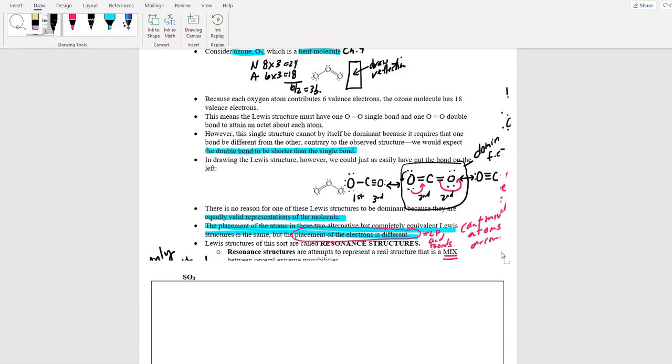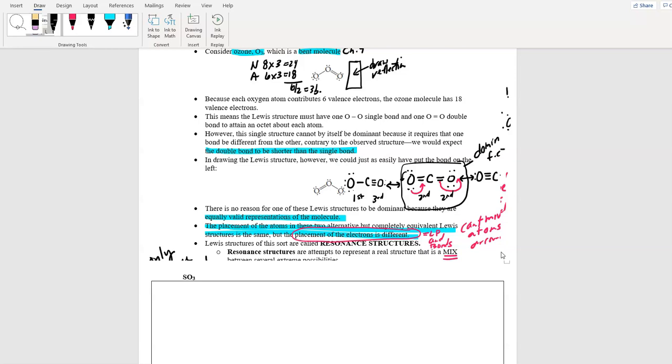But now the name of the game is octet. This oxygen is looking at 4 electrons, so he needs 2 lone pairs. This oxygen is only sharing 2, so he needs a lot more lone pairs. And this oxygen is the same as the one on top, so he needs 3. Now look at carbon. Don't ever forget the central. Carbon's looking at 2, 4, 6, 8. 8 electrons surrounding him. He's looking pretty good. Lastly, because he's an ion, you got to put him in brackets with that -2 on the outside.